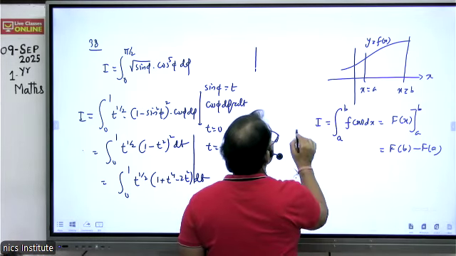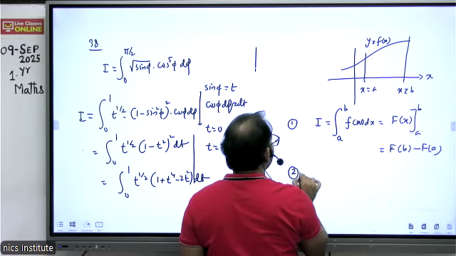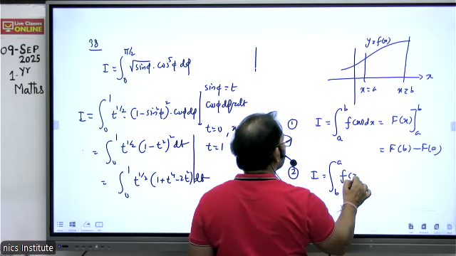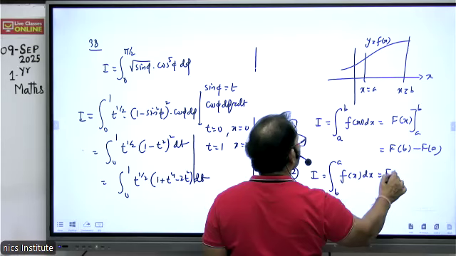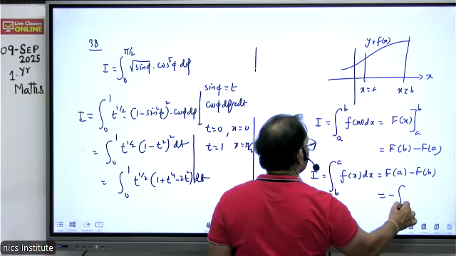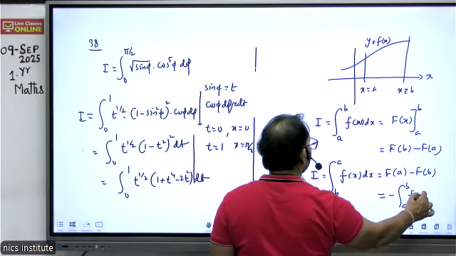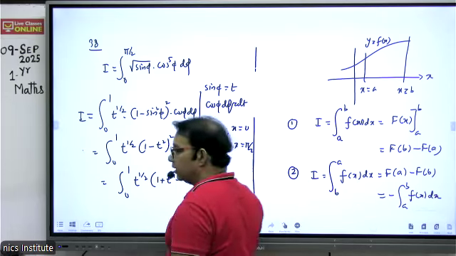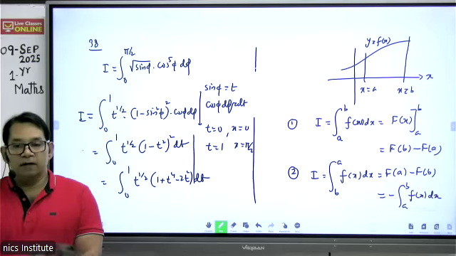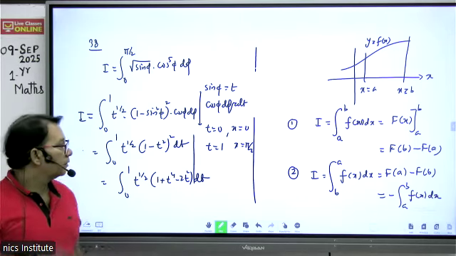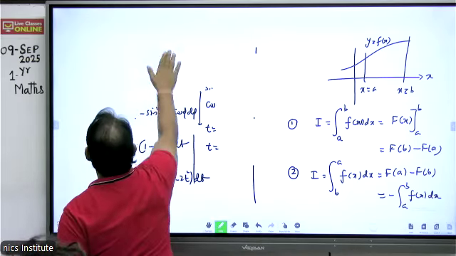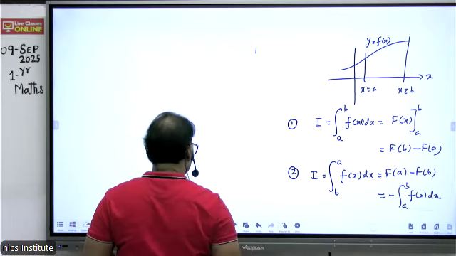What if I change the limits? If you interchange limits b to a, in that case your answer would be F of a minus F of b, which is minus of a to b f of x dx. So this is the very first property. If you interchange limits, you make the upper limit lower and the lower upper, the sign of the integral would change. It will become negative.